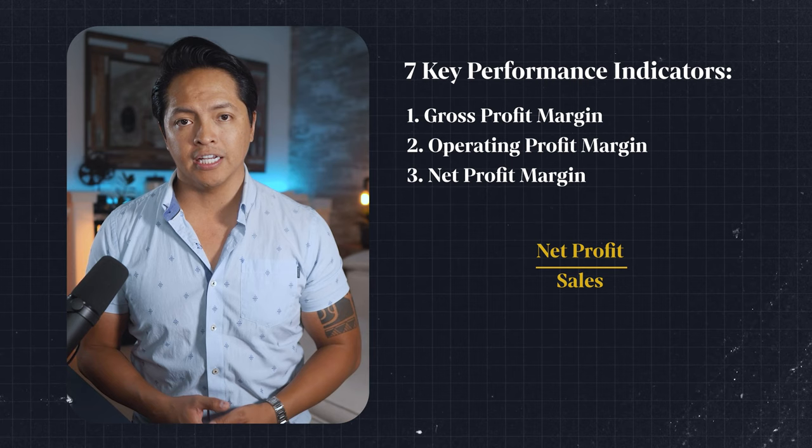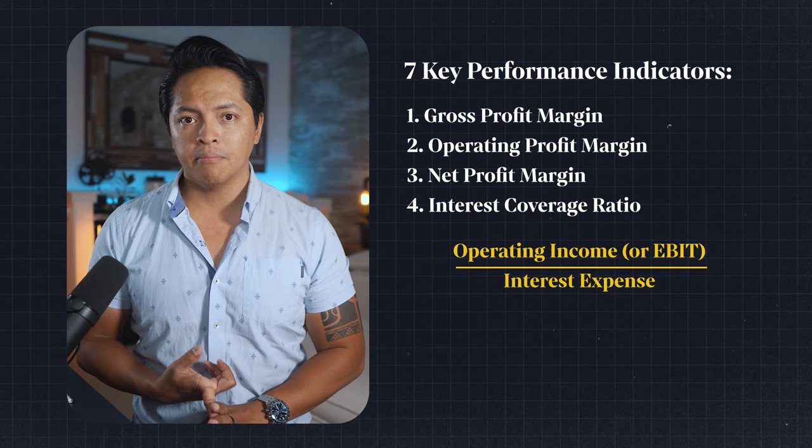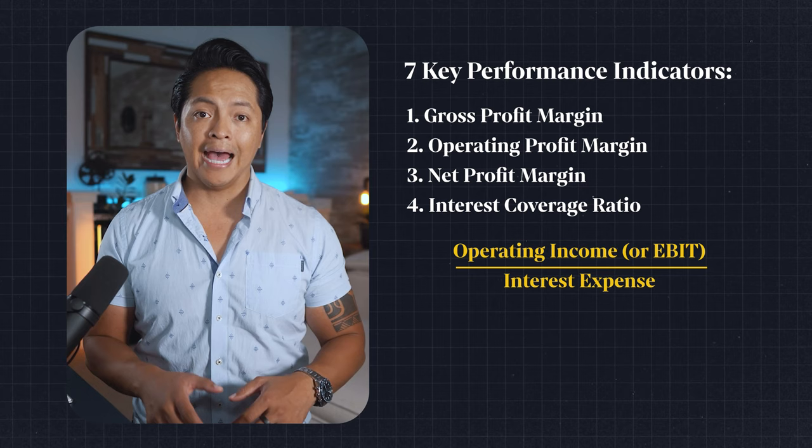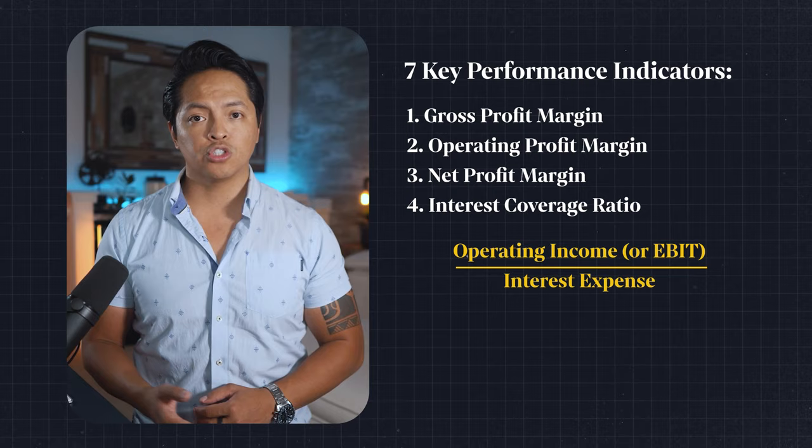Number 4, interest coverage ratio. The formula is operating income or EBIT divided by interest expense. EBIT stands for earnings before interest and taxes, and it assesses a company's ability to handle its outstanding debt. A higher ratio indicates a greater ability to cover interest payments.